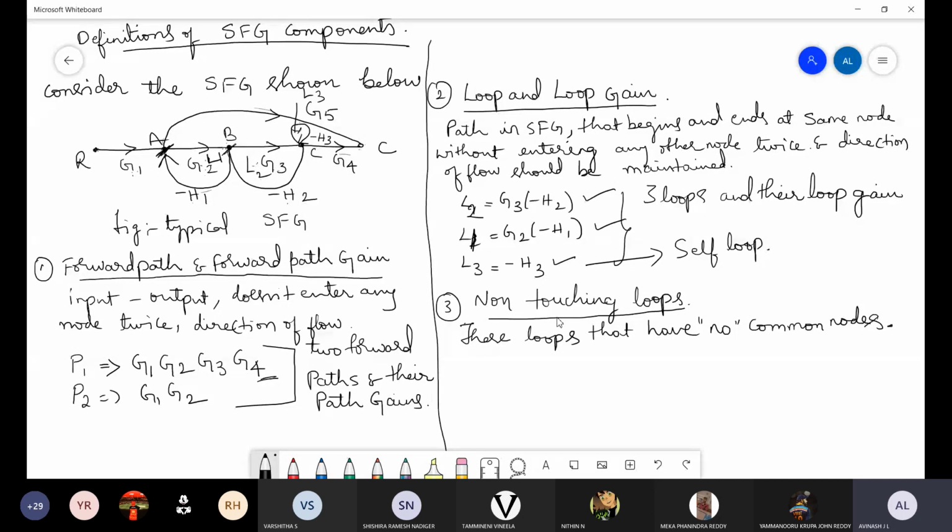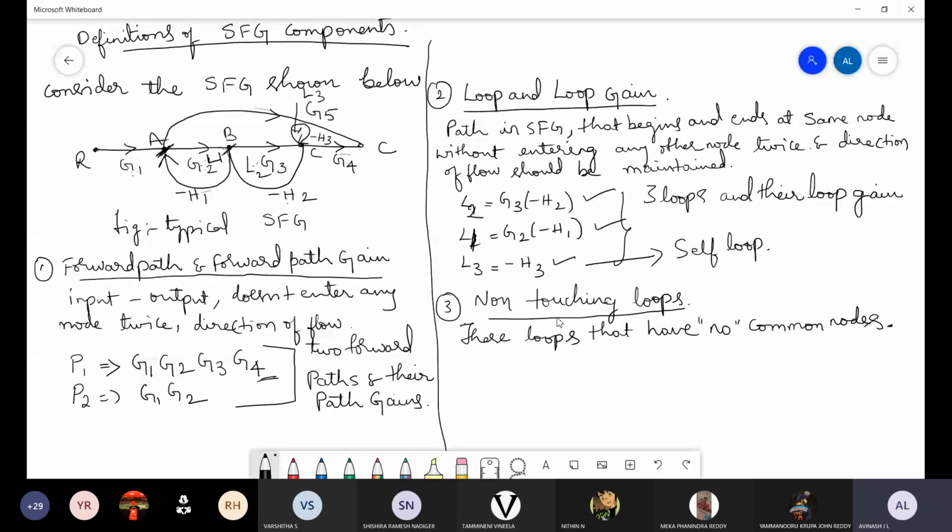So when A is the node and we come back to node A, it is one thing G2 and A minus H1, and here minus H3 is there. Okay, so this node and this node are nowhere touching each other, correct? L1 and L3 are completely isolated. There is no common node, there is no common branch. Agree, all of you? Yes, sir.